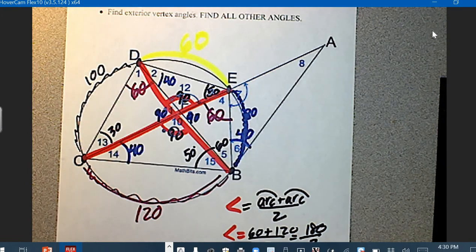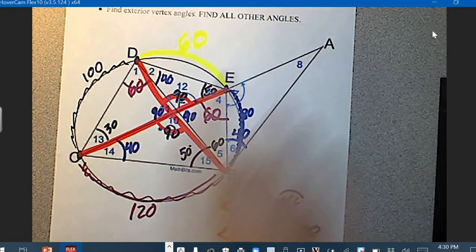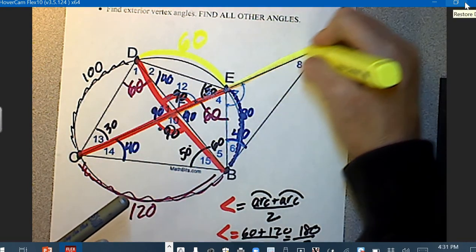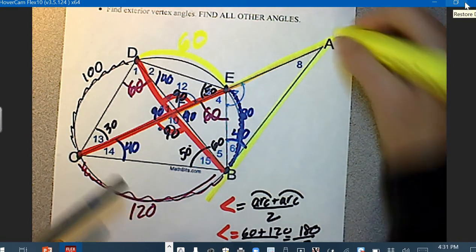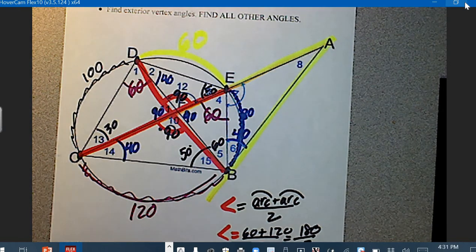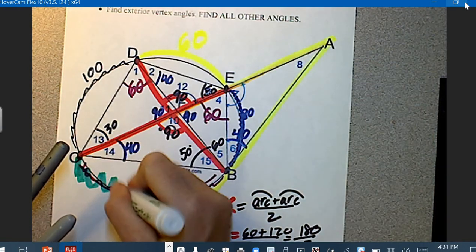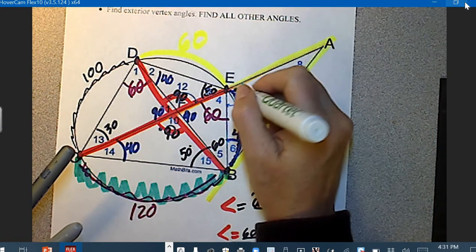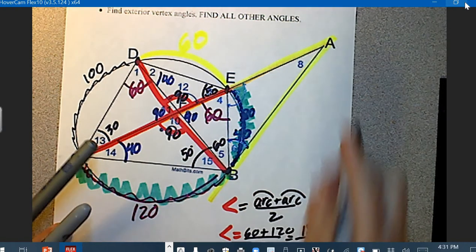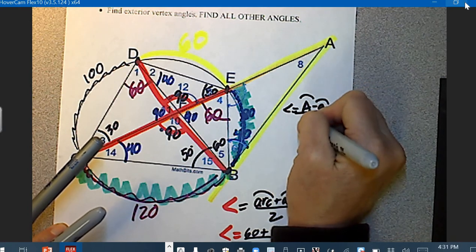But wait, there's more. You look and you're like, I've got all the angles, but there's lonely angle 8 way out here. And this is a secant tangent. And it's going to equal big arc minus little arc over 2. So this angle right here is this big arc minus little arc over 2. So angle 8 is big arc minus little arc over 2.